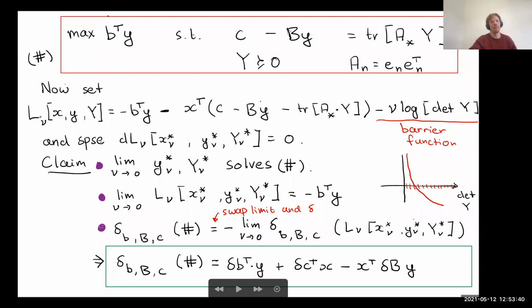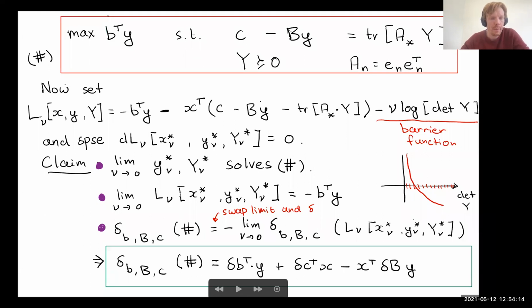Now I make 3 claims. First of all, if you have found this optimum where capital Y is positive because of this barrier function, then I can take the limit as nu goes to 0. And my claim is that this limit exists and it solves this problem. So the barrier function was important in intermediate stages, but if you send nu to 0, you will find a solution to the original problem.